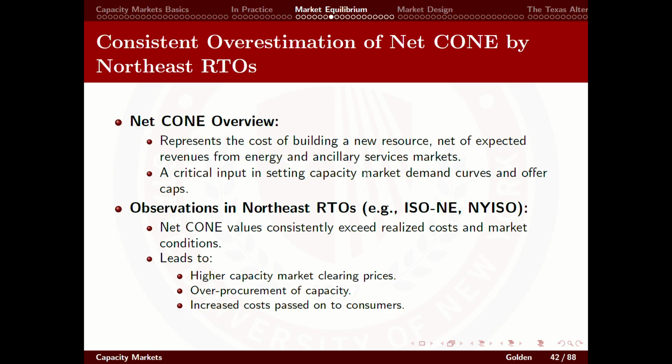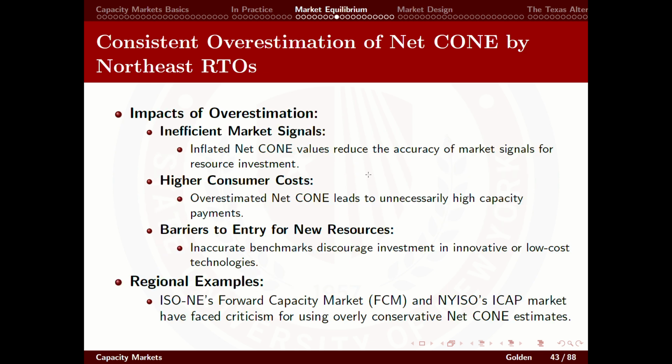In Northeast RTOs, net cones consistently exceed real-time costs and market conditions. Usually, they're using technologies that are not standard. This is run by FERC, and FERC has to approve this, but there still tends to be higher capacity market clearing prices and over-procurement of capacity historically. It's gotten a lot better, though, and this leads to increased costs that are passed on to consumers.